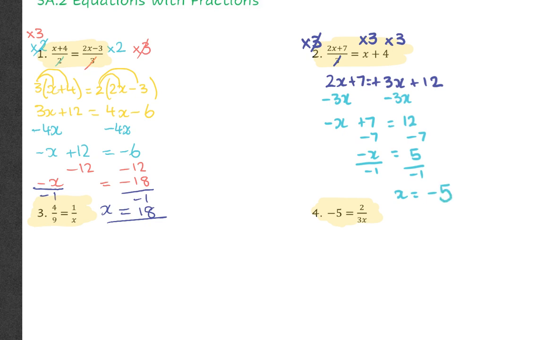Now in the next one, we've got 4 over 9 equals 1 over x. So 4 divided by 9. What's the opposite of dividing by 9? It's going to be timesing by 9. That means we times the other side by 9 times by x. So 4 equals 9 over x. When it times by x, times by x, that leaves us with 4x equals 9, x equals 9 divided by 4.